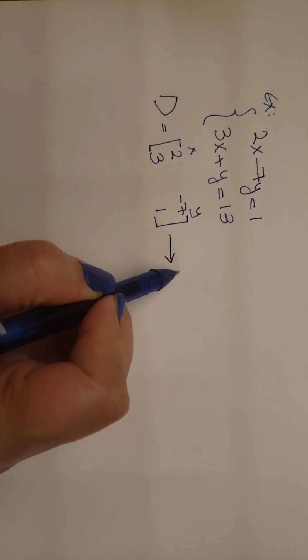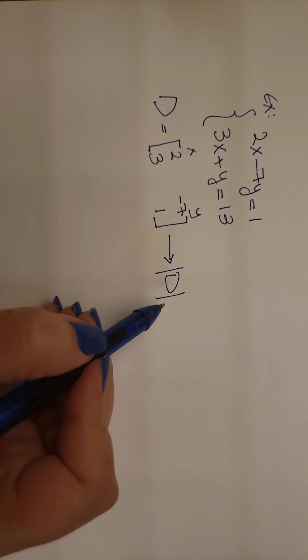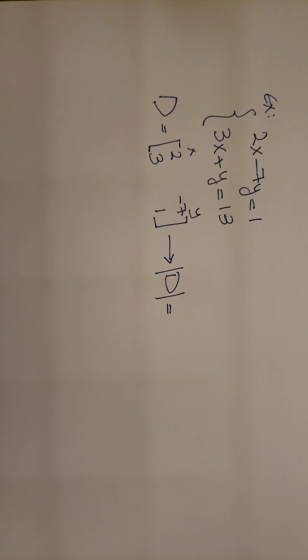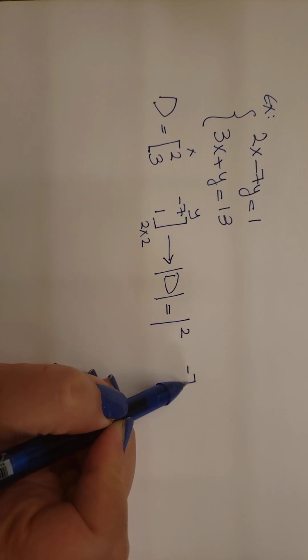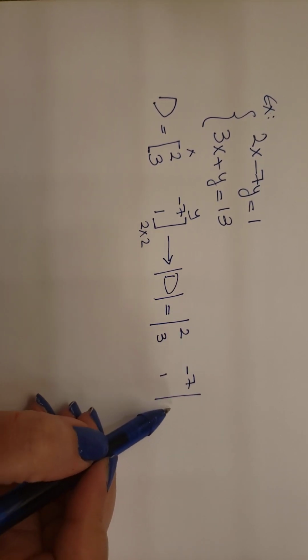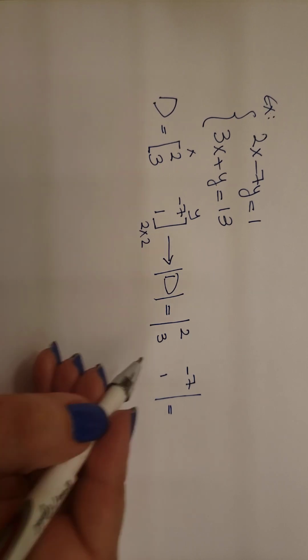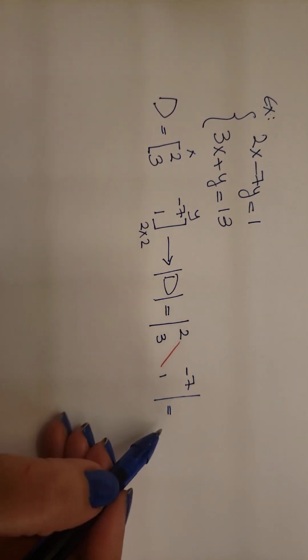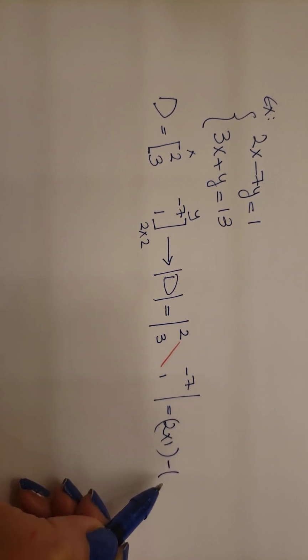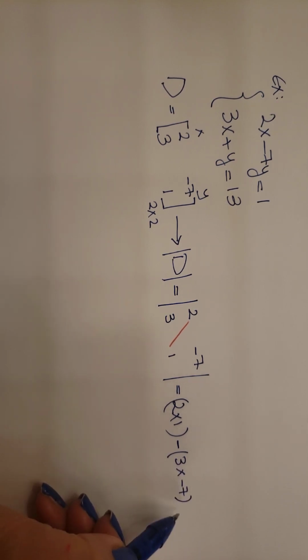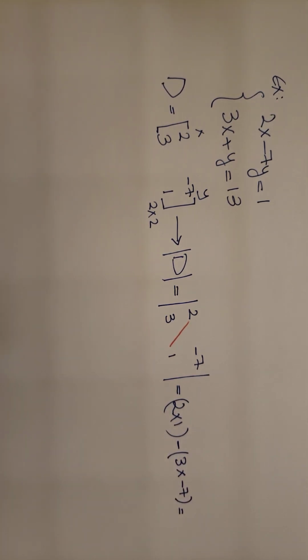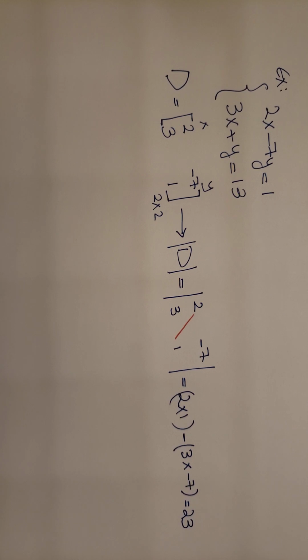From here, I can define the determinant, which is a unique value for this 2 by 2 matrix. Okay, which would be 2, negative 7, 3, 1. And then let's find the value. So 2 times 1 minus 3 times negative 7. Okay, so the answer would be 23. So the determinant of D is 23.